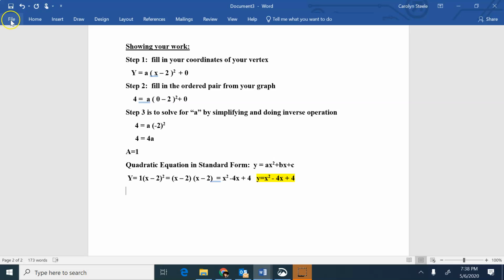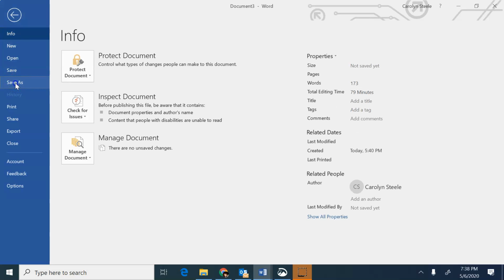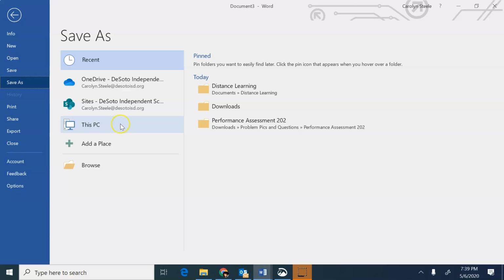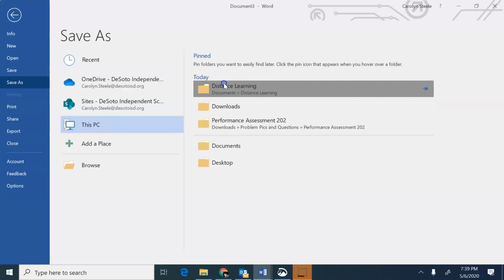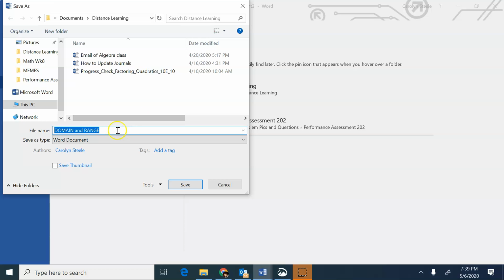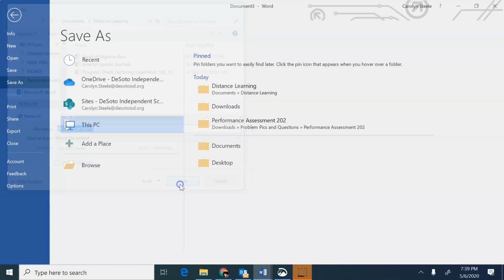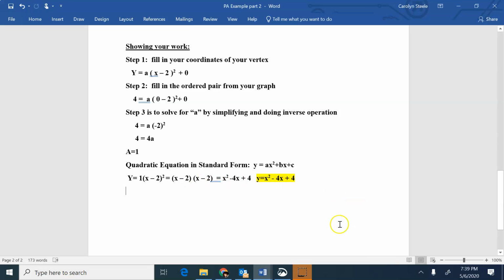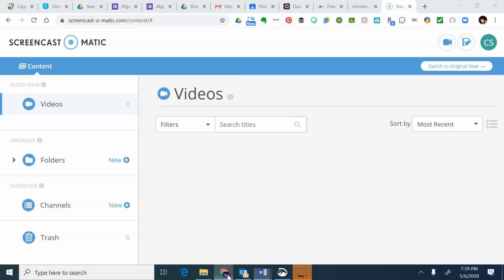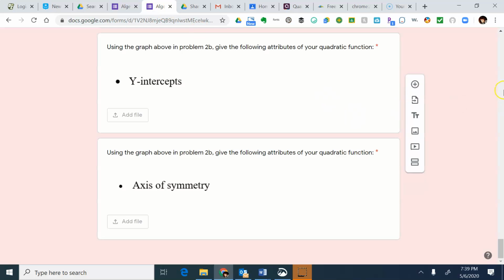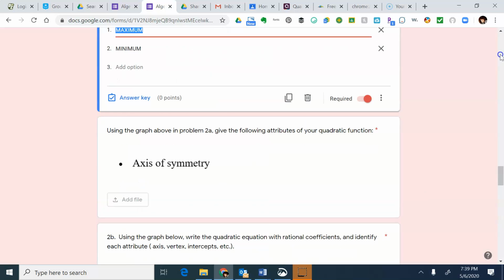So I want to upload this file. I'm going to do File, Save As, and let's do it in my distance learning folder. I'm going to call it PA example part 2, sorry about that. Okay, so that's going to be in my folder like that. And then we're going to go to the actual test that we were working on, and we are going to upload a file. So let's do that.